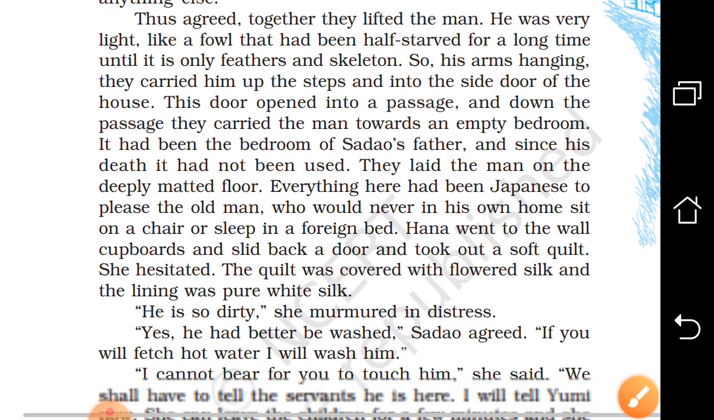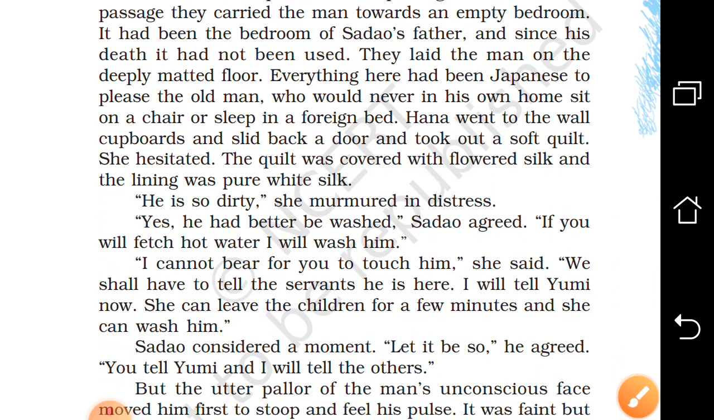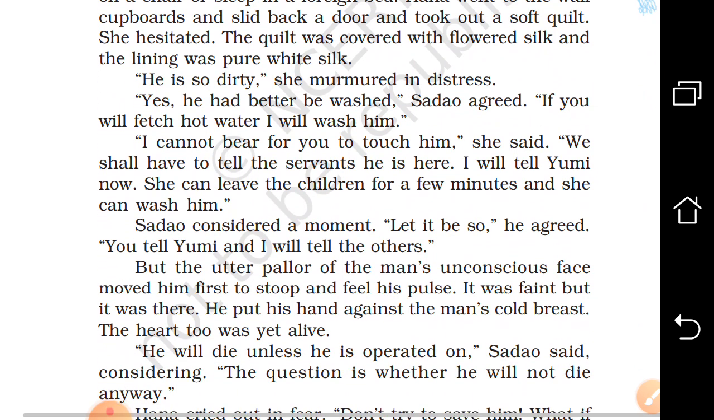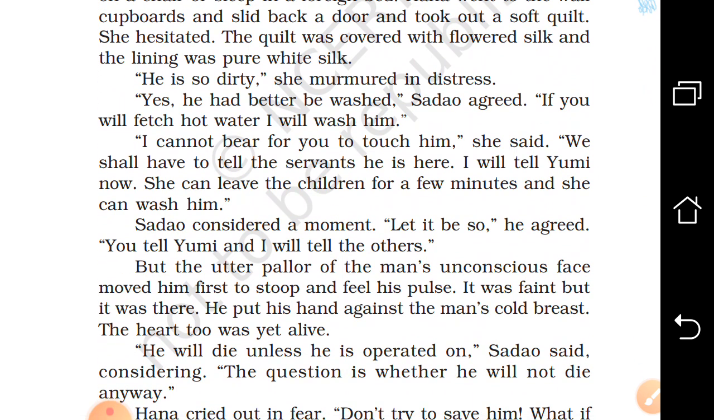Okay, next paragraph. He is so dirty, she murmured in distress. Actually, the man is dirty with the blood stains on his body. Yes, he had better be washed. Shadow agreed. And finally the doctor said, okay, he should be washed. If you will fetch the hot water, I will wash him. The doctor agreed that he would wash the patient.